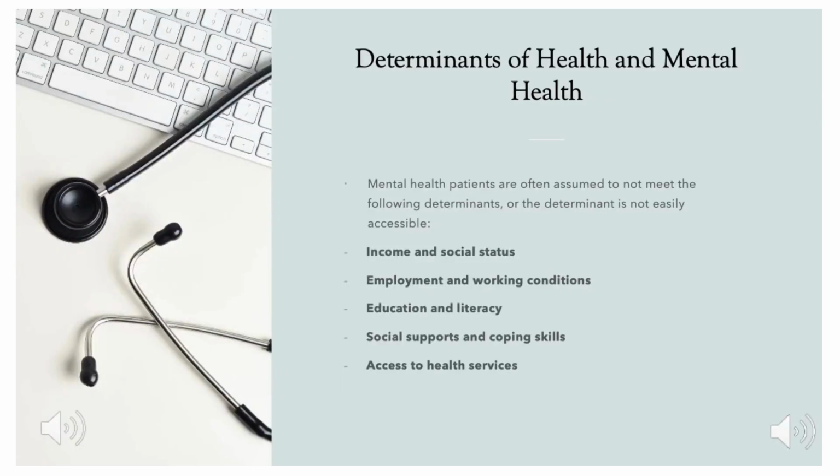Mental health patients are often assumed to not meet the following determinants, or the determinant is not easily accessible: income and social status, employment and working condition, education and literacy, social support and coping skills, and access to health services. These determinants of health overlap with mental health care in Canada and those living with mental health illnesses. Some are by association and the assumed character of the person suffering from mental illness, while others are resources that would assist these patients but are not always readily available or easy to access.